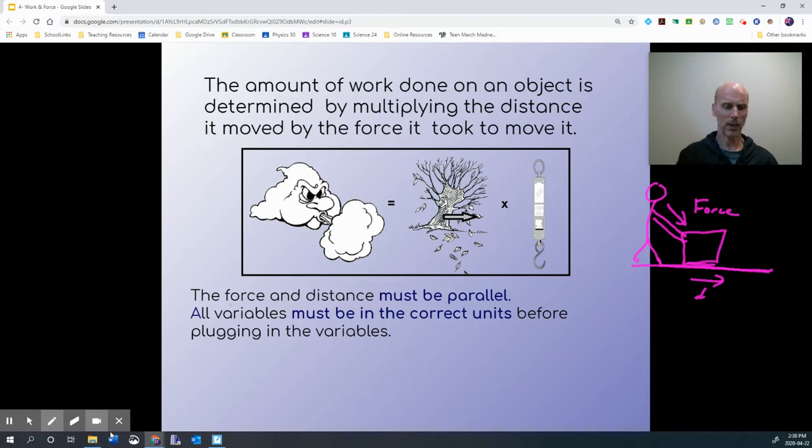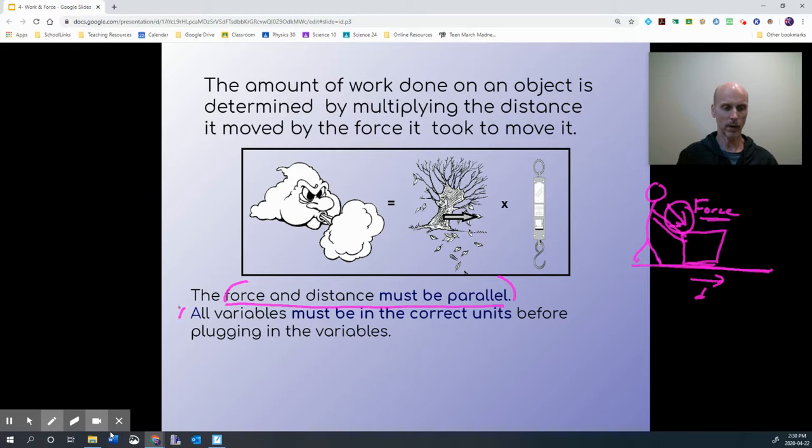So we have to make sure that the force and the distance are parallel to each other. In this case, they're not perfectly parallel, so it wouldn't be right to use that force. But later on, we'll see that there is part of that force that is helping us move along. But for now, we want to make sure the force and distance are parallel to each other. They're in the same direction.